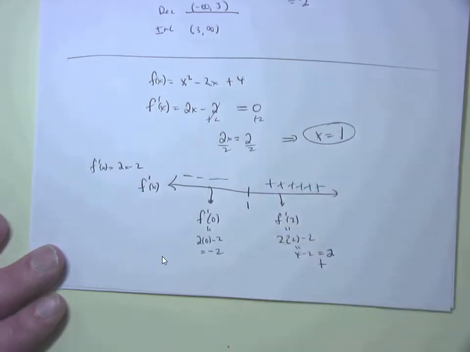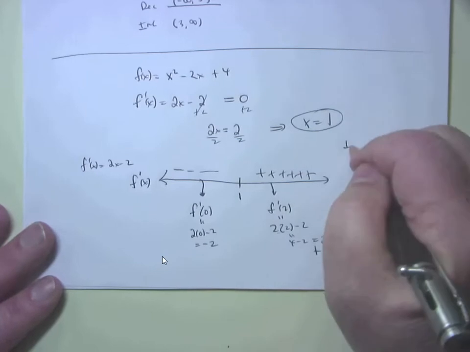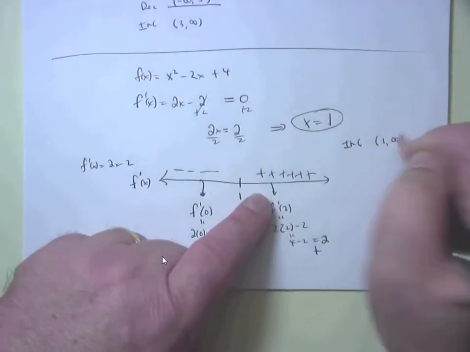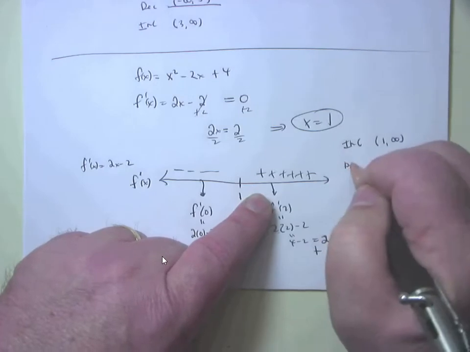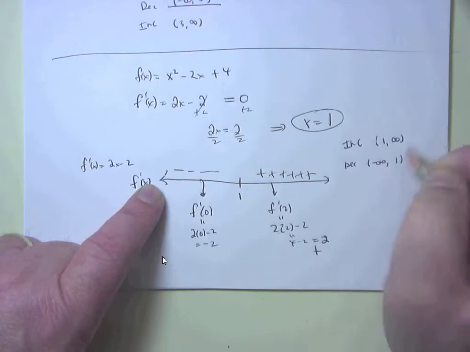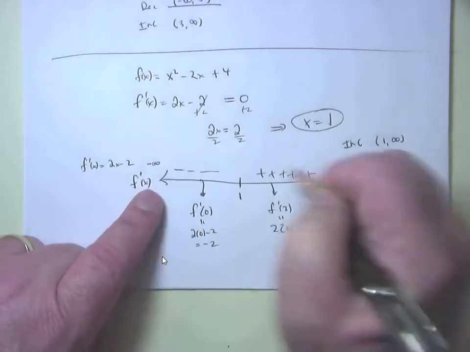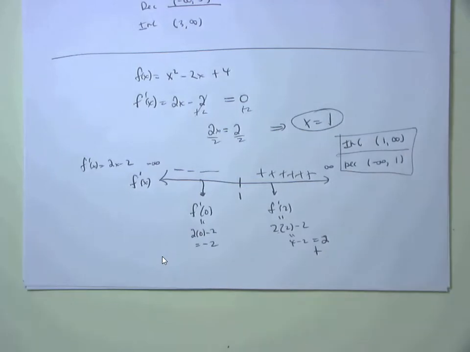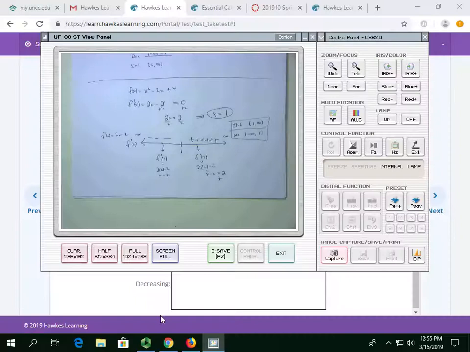This tells me in this problem that we are increasing on the interval between 1 and infinity. That's where it's positive. And we are decreasing on the interval between negative infinity and 1. Remember, your arrow to the left is negative infinity, arrow to the right is positive infinity. So here's my answer to the question. Now I just have to go type that up, similarly to what we did before.